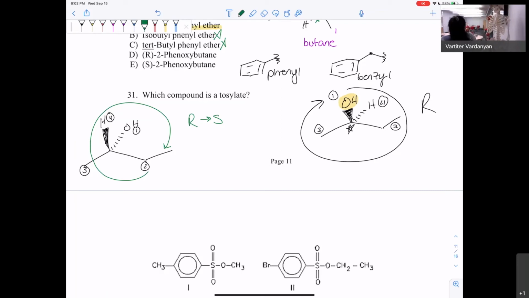Once you draw clockwise or counterclockwise, if you have substituent number 1 or 3 in the back, you're going to flip your final answer. Here we got R, but number 1 was in the back, so we flipped it to S. If 2 or 4 is in the back, you leave it as whatever you have.